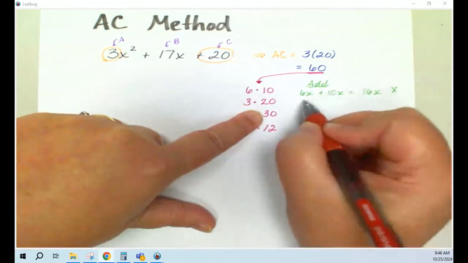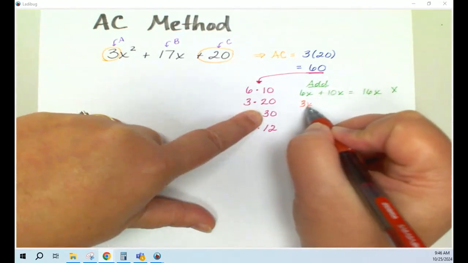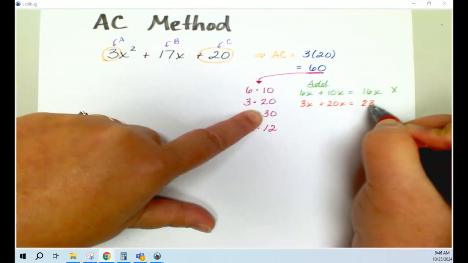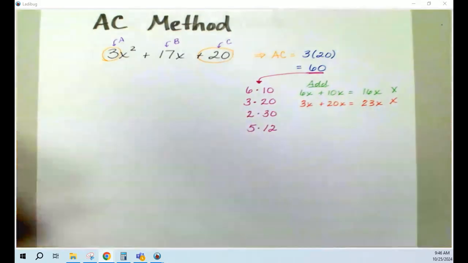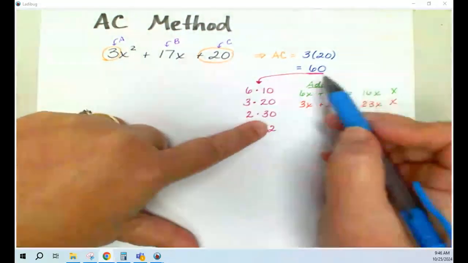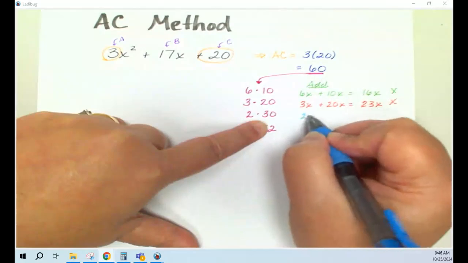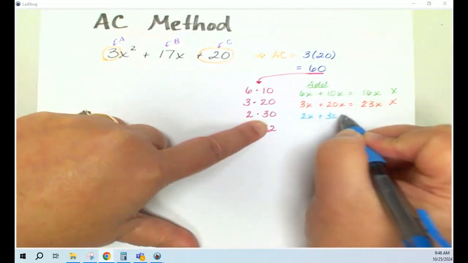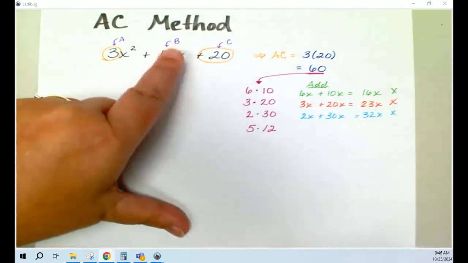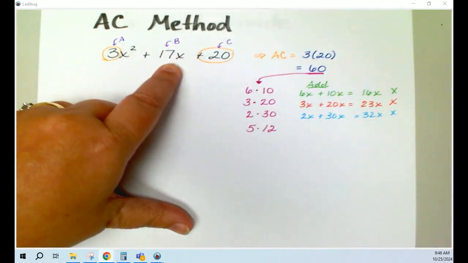Same thing here, we got 3 and 20. So if that was a 3x plus 20x, we're going to get 23x, which is not what we're wanting. Okay. 2 times 30 gives us the 60. So let's make it a 2x plus 30x, which is 32x, which is not the 17x that we're trying to get here in the middle.